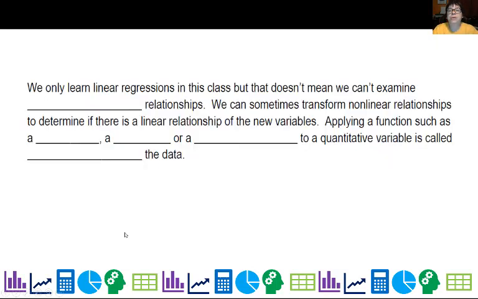We only learn linear regressions in this class. We're not going to do quadratic or anything else. But that doesn't mean we can't examine nonlinear relationships. We can sometimes transform nonlinear relationships to determine if there's a linear relationship between the new variables. We could apply different functions, including a power, a root, which is really another flavor of power, or a logarithm to a quantitative variable. This is called transforming the data, which is what this lesson is about.